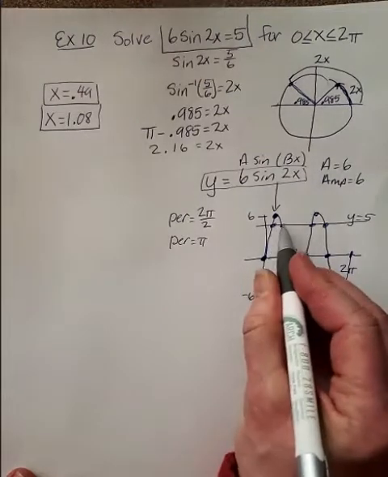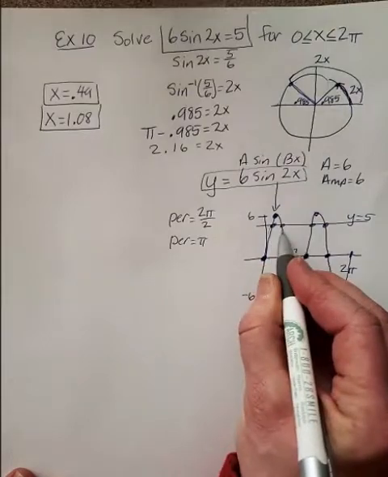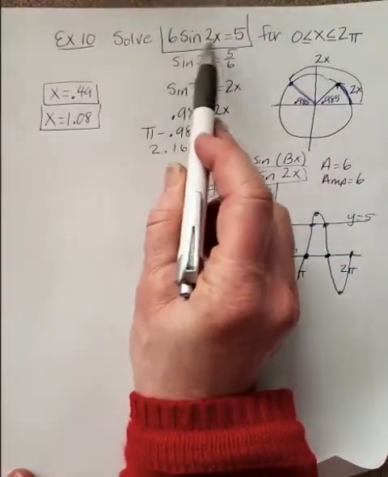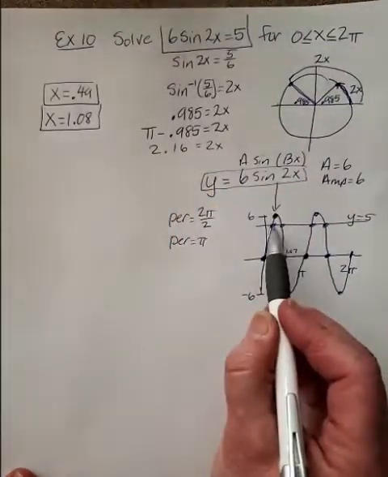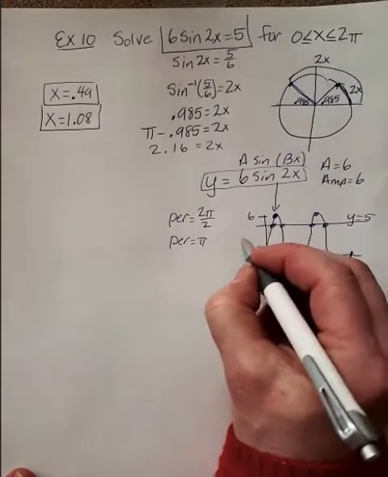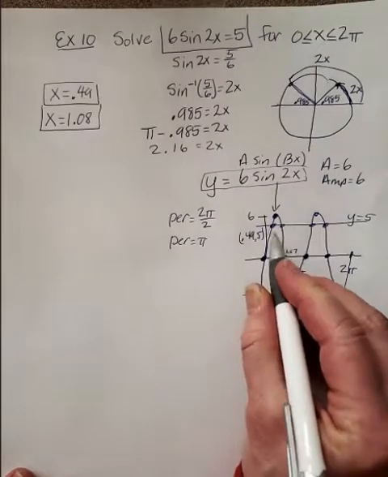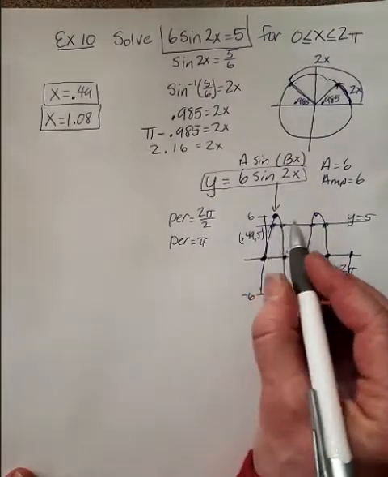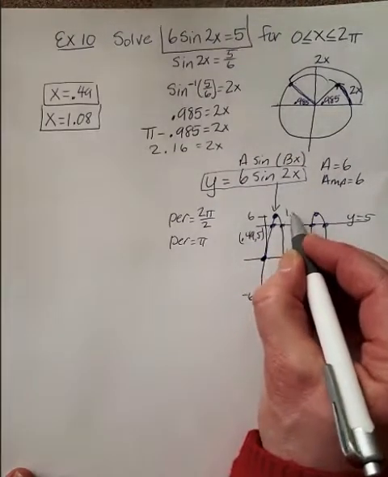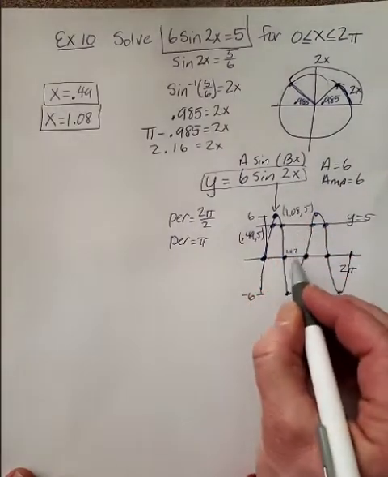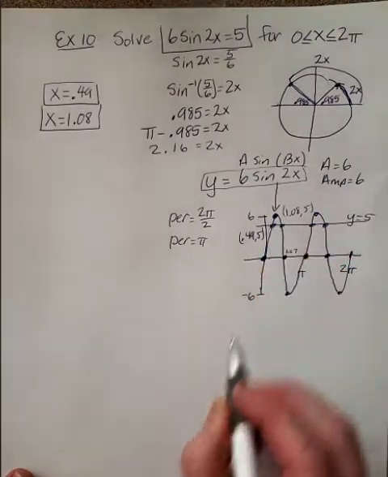My first two solutions, where these two graphs intersect, the left side and the right side, are at 0.49, 5. When the angle measure is 0.49 radians, the y-coordinate is 5. And this is 1.08, 5. A little less than 1.57. So those are the first two solutions.